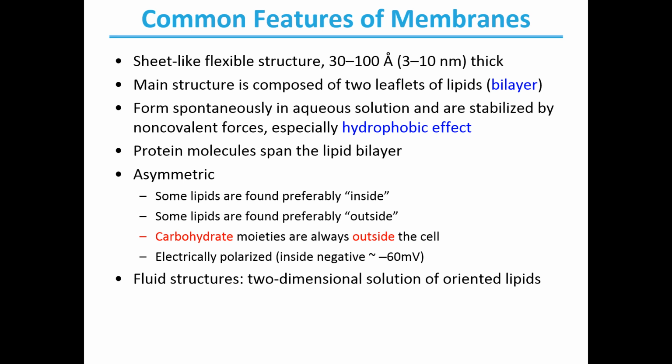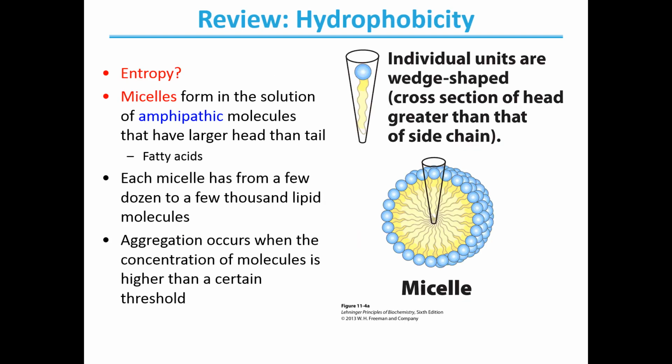Now, the membrane itself is not just going to be a perfect, even structure of lipids. It's going to have, as I said, some proteins, but you may have one lipid that's preferably found on the inside of the cell, where another is found on the outside of the cell. Your lipids that are attached with carbohydrates are always on the outside of the cell. So there are some real common features that we can state about all of them.